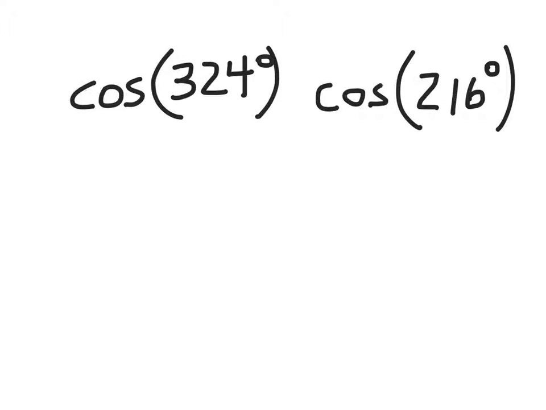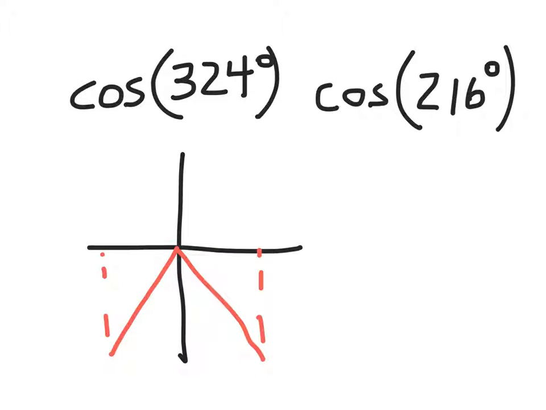Next, let's look at cosine of 324 degrees and cosine of 216 degrees. Again, let's draw the triangles and label their reference angles. 324 degrees is in the fourth quadrant between 270 and 360 degrees, and 216 degrees is in the third quadrant between 180 and 270 degrees.